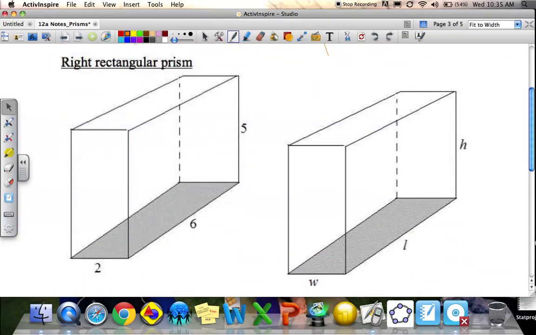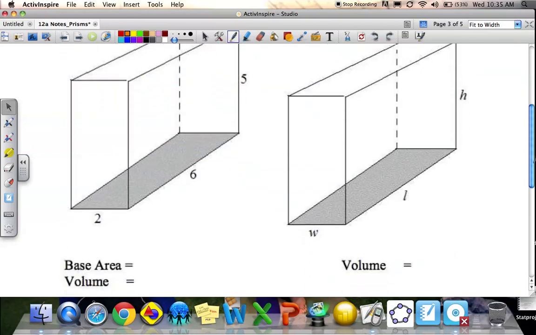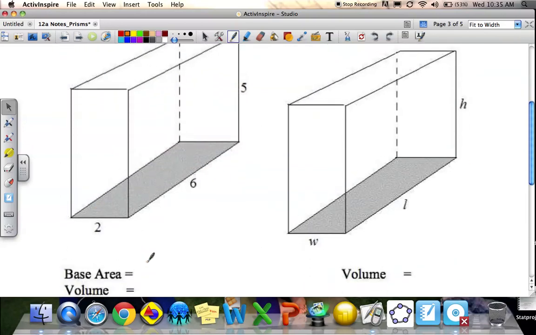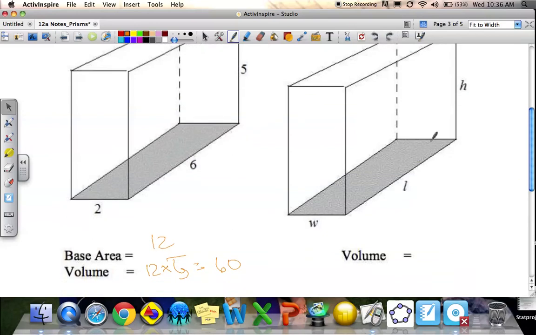In a right rectangular prism, by the way, this only works for a right rectangular prism. What would happen here? Well, if I wanted to get the area, the base area is 12, which is 6 times 2. And the volume, I would take 2 times 6, which is 12, and I would multiply that times 5 to get the volume filled in. And so that would be 12 times 5, which is 60 cubic units. So the volume only of this structure is length times width times height, only of a right rectangular prism.